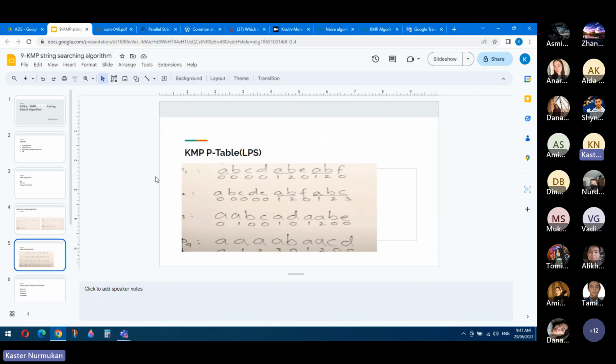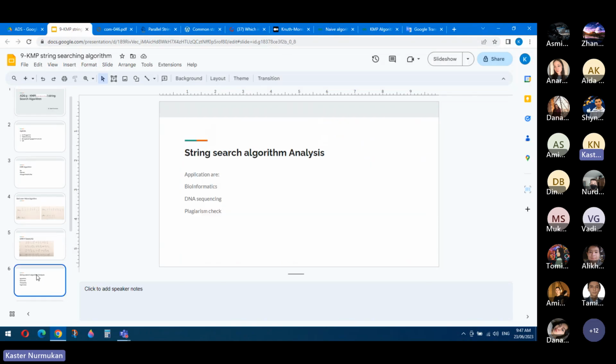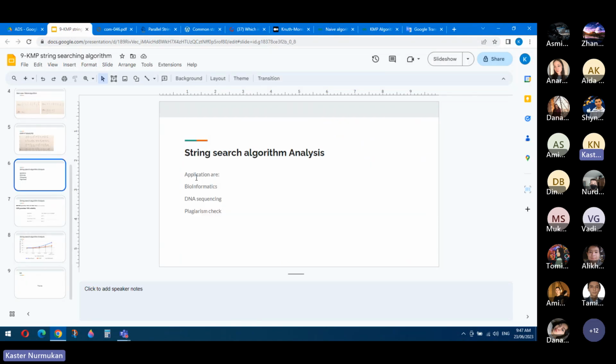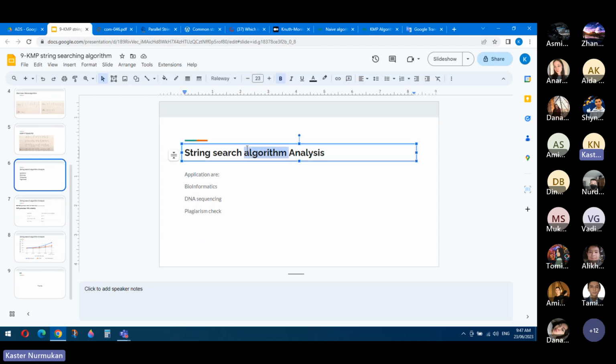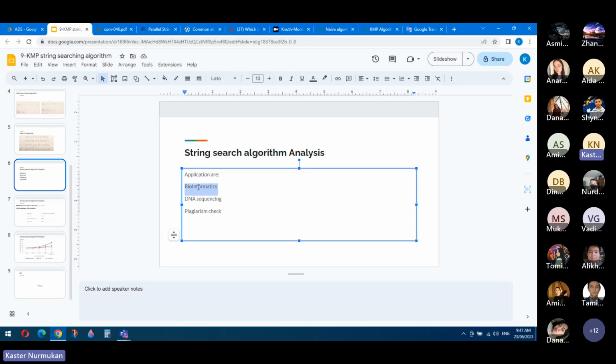Okay, so that's all of the lesson for today. For application, actually, string searching algorithms can be widely used in bioinformatics, DNA sequencing, plagiarism checking. Actually, we always use them all the time.